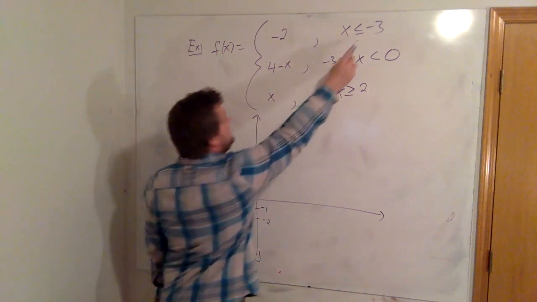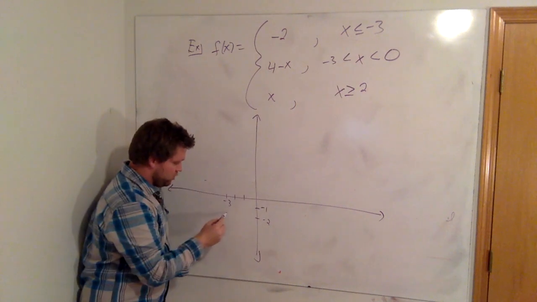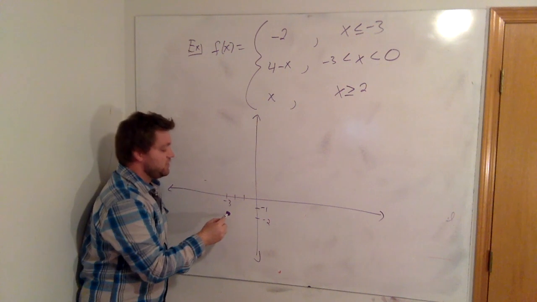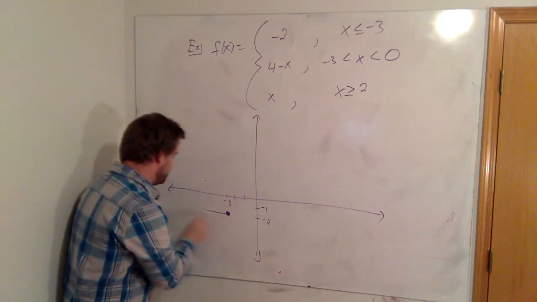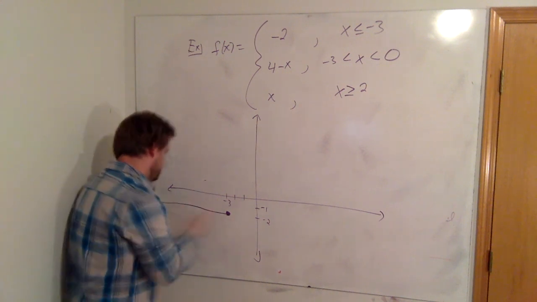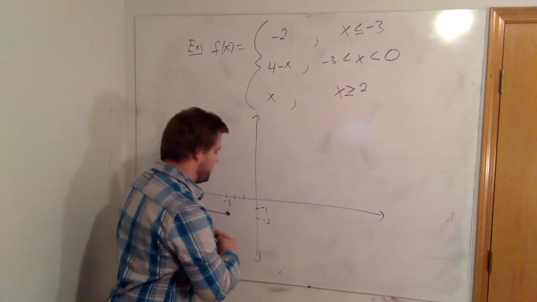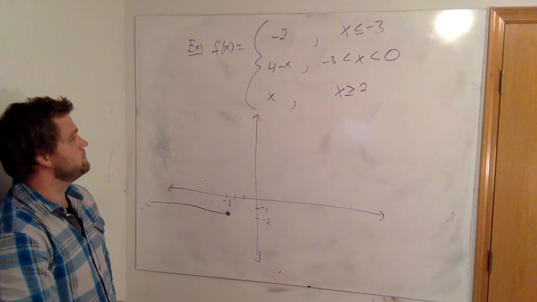Okay, I'm including -3. So I will record that when you plug in -3, you actually do get an output of -2. And you're going to get an output of -2 for anything less than -3. So there's the first part of our function. Again, you could have drawn the whole line and erased if you wanted to.